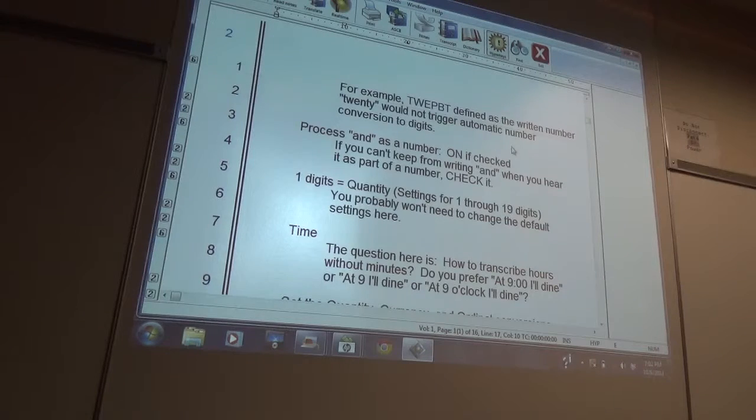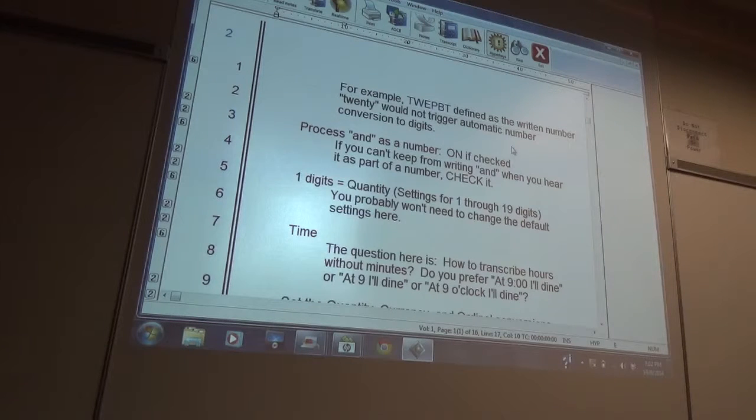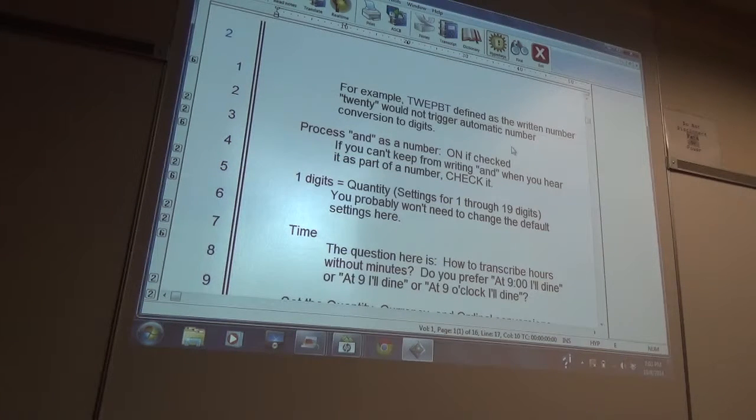Process "and" as a number, if on and checked. If you can't keep from writing "and" when you hear it as part of a number, then you need to check it. And that's what I was explaining to you guys a second ago. So if you hear $437 and you write out four hundred and thirty-seven dollars, then you're going to need to check that, which is okay. It's no big deal. It just knows to leave the "and" out and puts the numbers together.